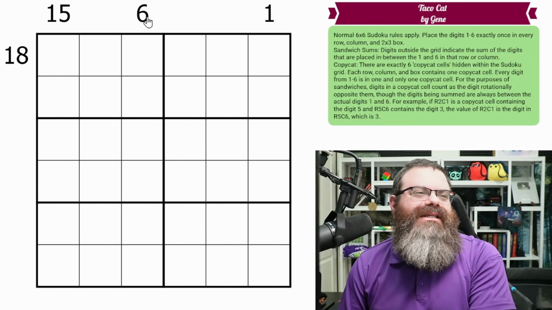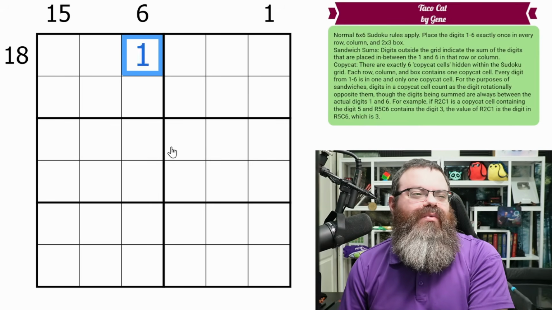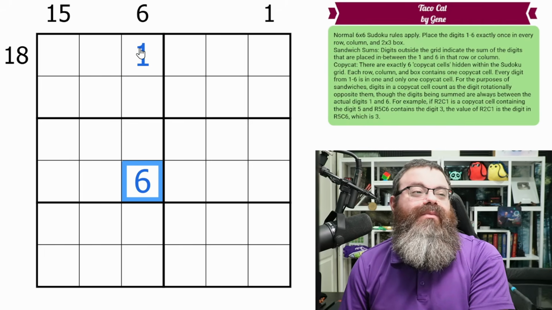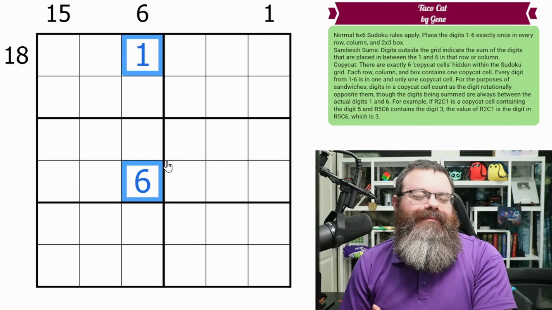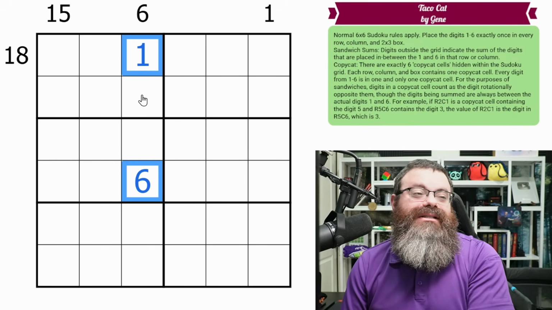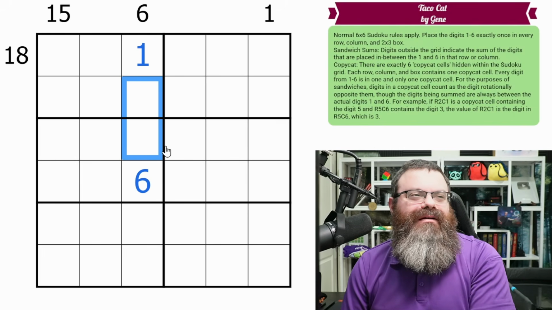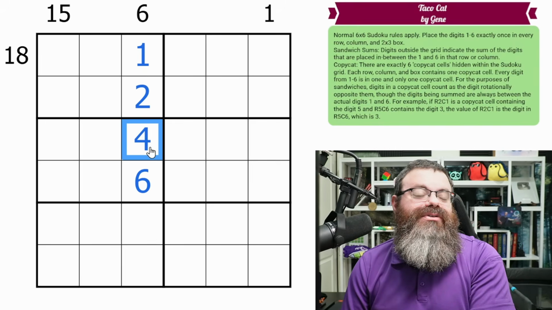What you need to do is, so say this 6 here, you need to locate the 1 and the 6 somewhere in the column, right? The 1 and 6 will be somewhere in the column. In between that 1 and 6, we need our values to sum to the clue outside. So maybe 2 plus 4 would work.